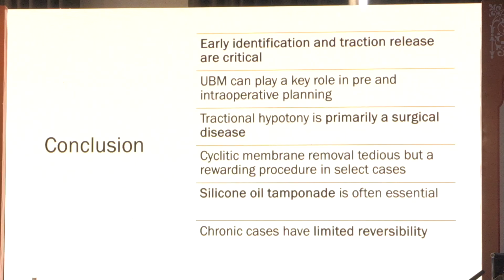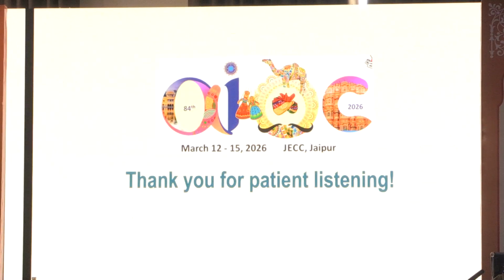So to conclude, early identification is important. UBM can play a key role, and tractional hypotony is primarily a surgical disease and has to be carefully taken care of with a long-term follow-up, and silicone oil tamponade may be necessary. Thank you.